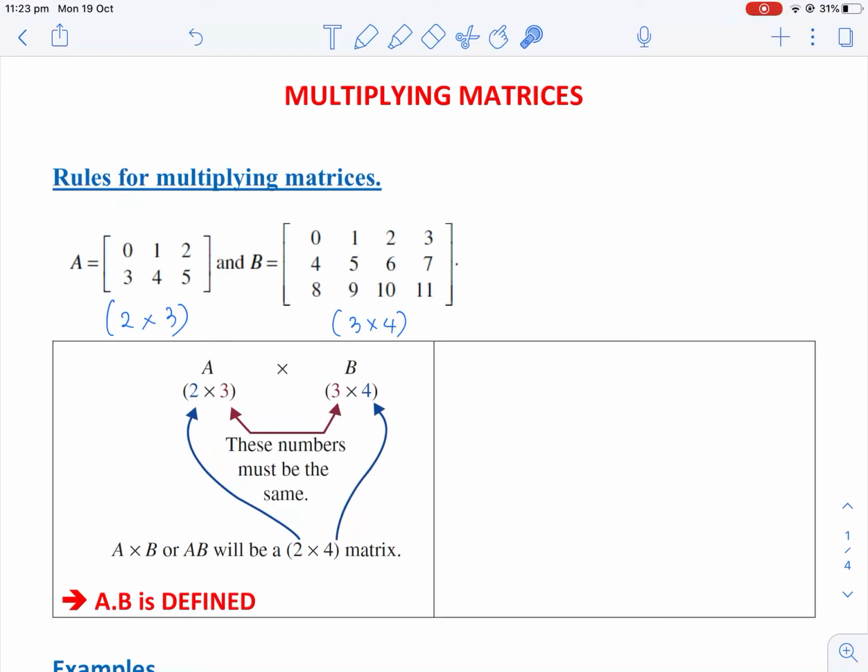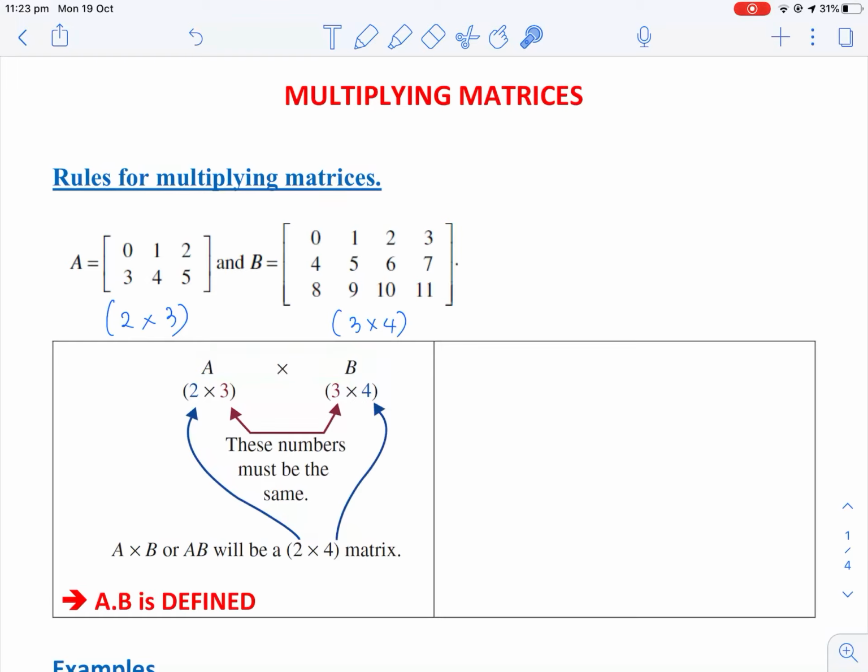And the answer will be matrix C, and matrix C has the order of 2 times 4. So the outer numbers are the order of the final result. And the inner numbers have to be exactly the same, 3 and 3, or 2 and 2, or 4 and 4, or 5 and 5, to be sure that their product is defined.